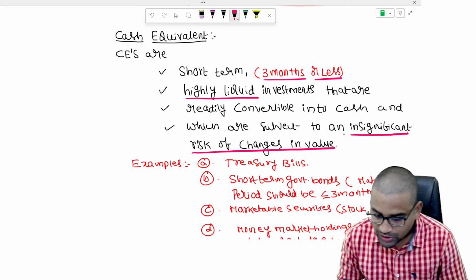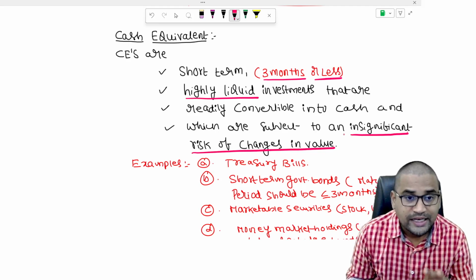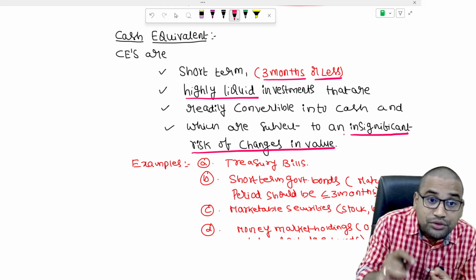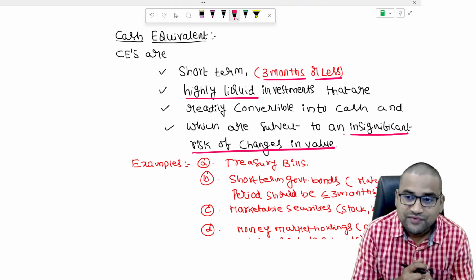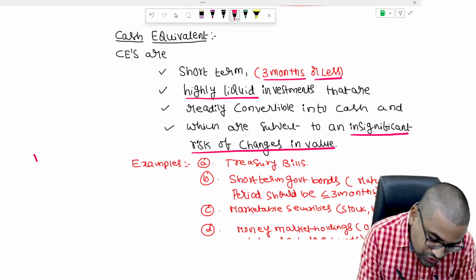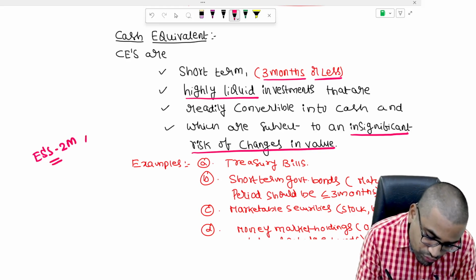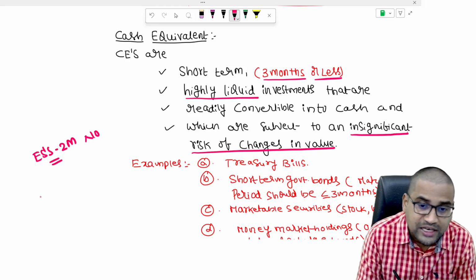I will explain. Wait. So therefore, what is cash equivalent? Short term, highly liquid investments that are readily convertible into cash and which are subject to an insignificant risk of change in value, which is less risk of change in value. For example, investment in equity shares. Suppose you invested in equity shares for 2 months. Is it cash equivalent? Answer is no. Why? Because when you invest in equity shares, your principal is subject to significant risk of change in value.